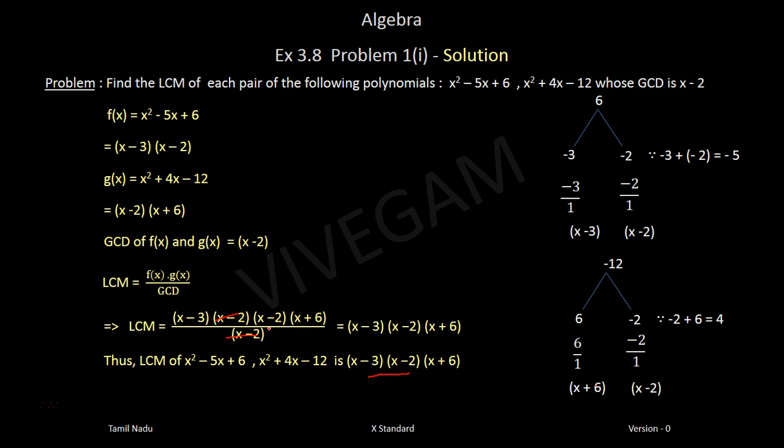So all you need to know is 2 things: this formula, and then you should be able to factorize f of x and g of x. If you know this, then this problem can be easily done.